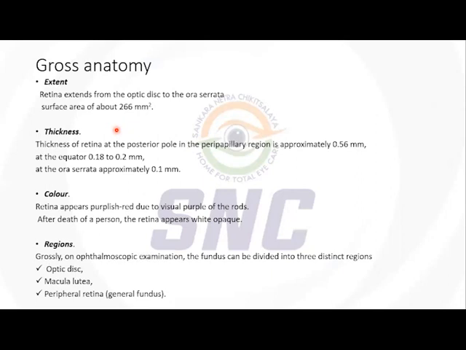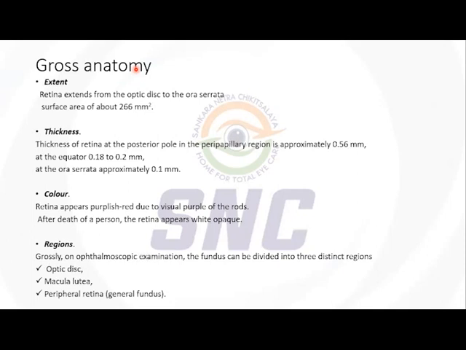Good morning. Today our topic is anatomy of the retina. First we are discussing the gross anatomy. The retina extends from the optic disc to the ora serrata and its surface area is about 266 millimeter square. The thickness at the posterior pole in the peripapillary region is approximately 0.56 millimeter, at the equator 0.18 to 0.2, and at the ora serrata it's 0.1 millimeter.